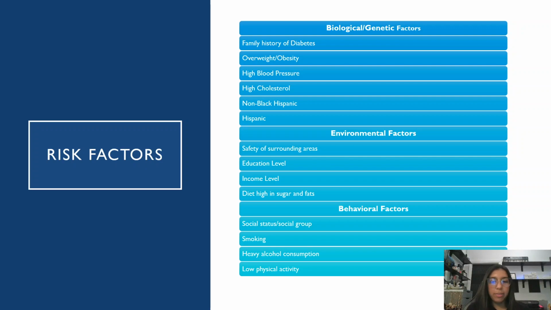Some behavioral factors for diabetes include your social status or your social group. So people with a sibling, a very close friend with diabetes, they are more likely to develop prediabetes or diabetes because of that proximity and because of the shared behaviors. Other behaviors such as smoking and heavy alcohol consumption can also contribute to the development of diabetes.